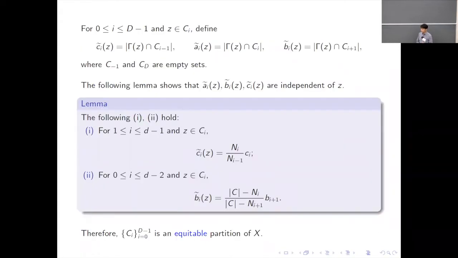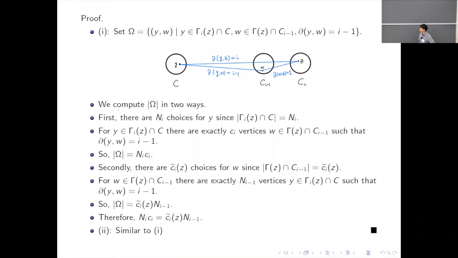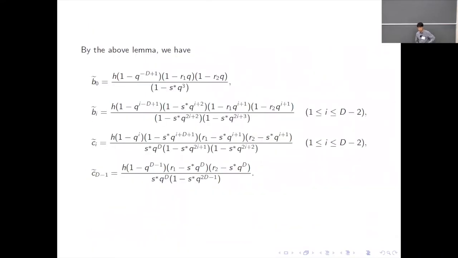Because we have these formulas for Ci tilde and bi tilde, they are expressed in terms of Ni, the intersection numbers Ci, bi, and the size of the Delsarte clique C. So everything can be parameterized in terms of the parameters R1, R2, S star. So these are the intersection numbers of gamma with respect to the Delsarte clique C.